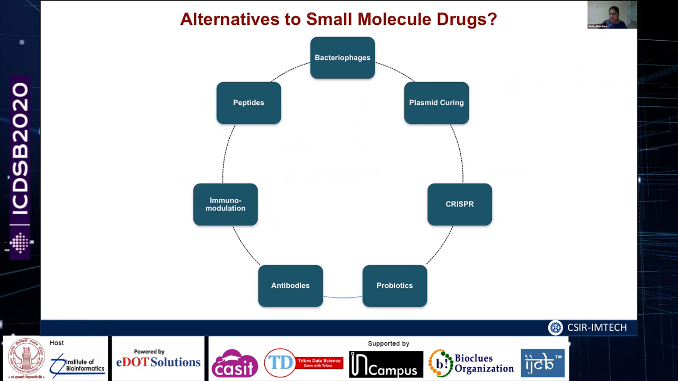Now, given that the first two sections of my talk focused only on small molecules, it is for the benefit of the students out there: small molecules are not the only way to address antimicrobial resistance. There are several other things, and these are not proposed. Most of them are actually in clinic right now, and some of them will be in clinic very soon. So there are bacteriophages, methods of plasmid curing, CRISPR, probiotics, antibodies, immunomodulation, and peptides. All of this can be used for antimicrobial drug discovery. And what we did in our lab was to use peptides. And I'll show you where.